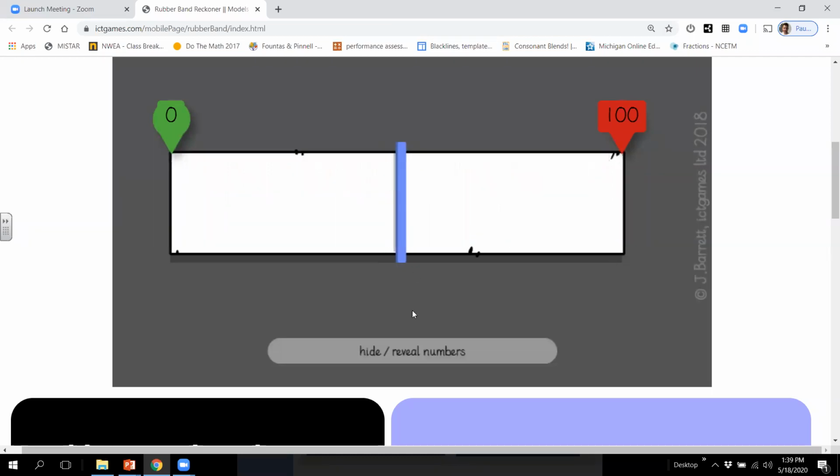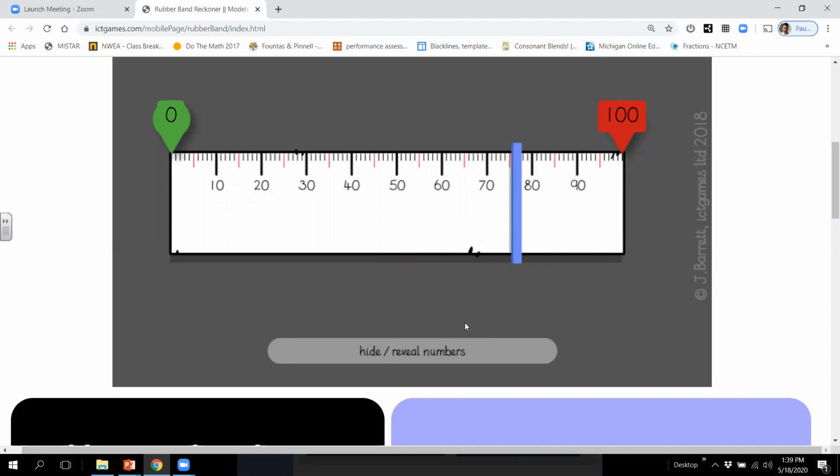All right, ready? What number do you think I'm at now? Go ahead and make your guess, and let's see if you're right. Remember, you're not always going to be right on. You want to be close to it, though. All right, let's take a look. And I was in between 70 and 80, and I'd say probably about 75, 76. Pretty good.